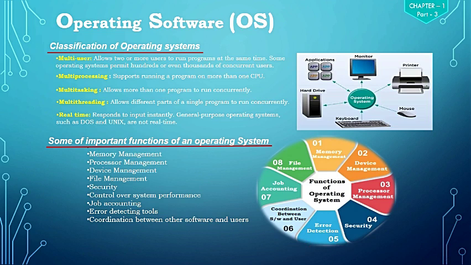Similarly, in the case of the memory also, after calculating, it shows how much memory is available and how much memory is occupied by different devices or different applications. So this is a part of job accounting. So job accounting is also performed by the operating system.